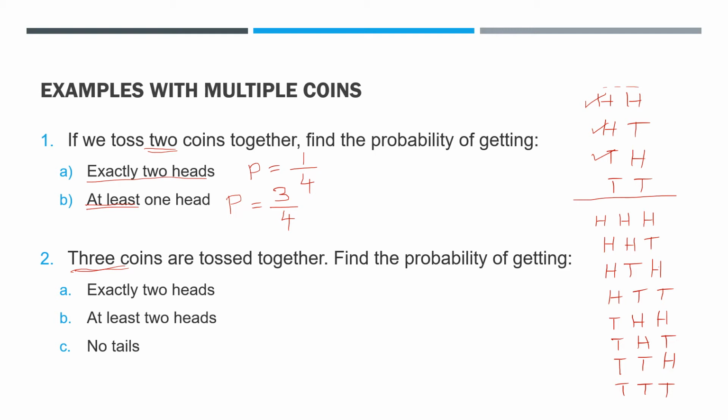So total, how many outcomes do we have? 1, 2, 3, 4, 5, 6, 7, 8. Total of 8 outcomes. So our denominator is known for all of these.